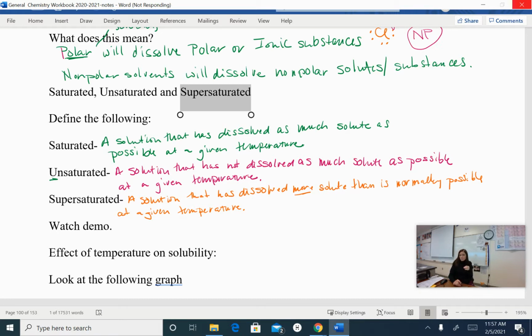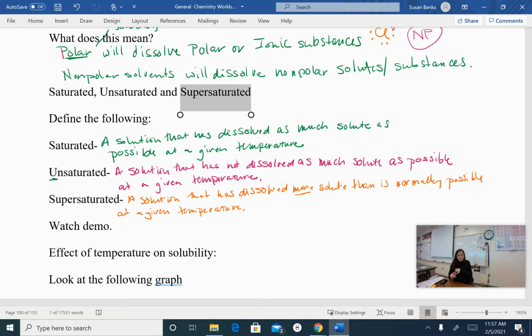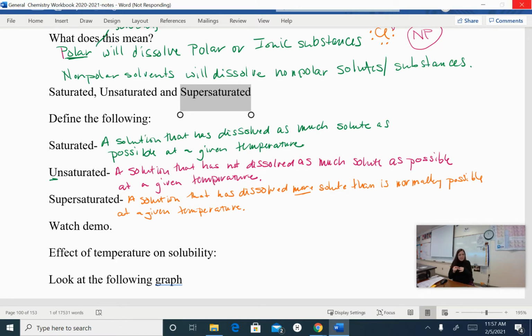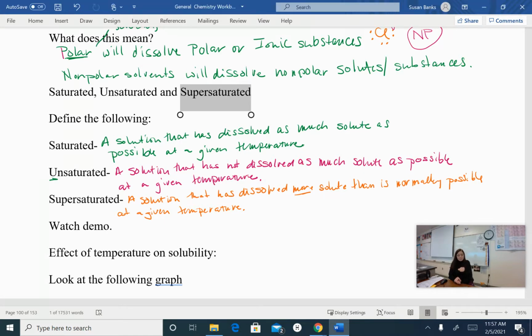If I disturb that solution by putting a crystal in it for it to start crystallizing on, or I bump it and give it a shock wave, or some dirt or something, it will start to crystallize. And all that extra solute is going to come out of solution. I've attached a demo of a supersaturated solution for you to watch. So make sure that you watch that demo. It's in this module.